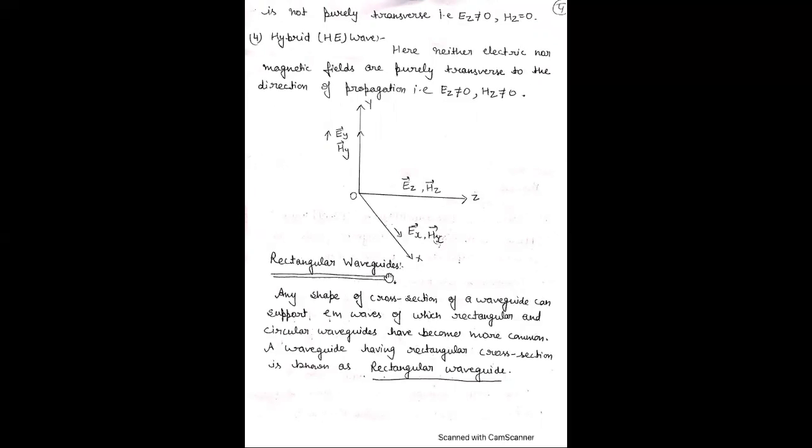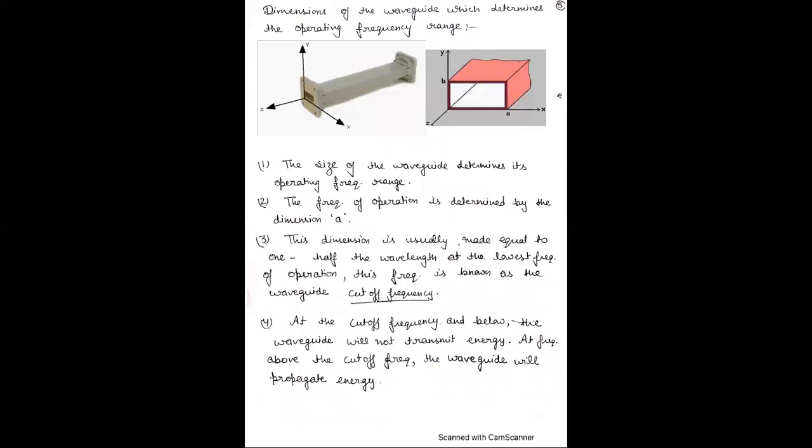First is the rectangular waveguide. From the name it is clear, meaning a rectangular-shaped waveguide. Any shape of cross section of a waveguide can support EM waves, of which rectangular and circular waveguides have become more common. There are other shapes, elliptical and others, but the most commonly used are rectangular and circular waveguides. A waveguide having a rectangular cross section is known as a rectangular waveguide. This is the rectangular shape and this is the rectangular waveguide.